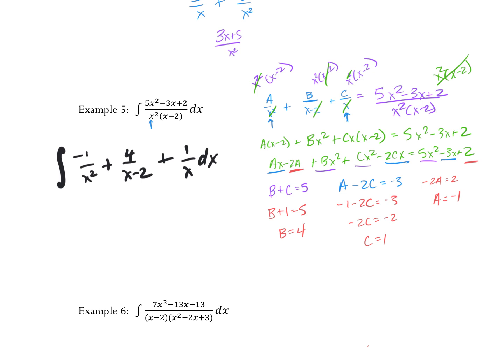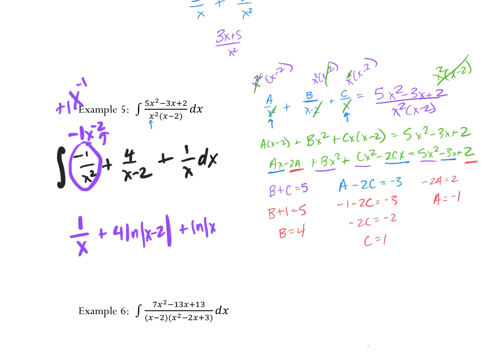Now, it's really easy, like the past few examples, everything's been ln x, ln x, ln x. A reminder that the integral of this term is not ln of x squared, because now I'm doing negative 1 times x to the negative 2, and so I'm integrating using the power rule. I take that up by 1, so it becomes plus 1 over x. Then this one will be 4 ln of the absolute value of x minus 2, and then ln of x. And that would be my final answer.